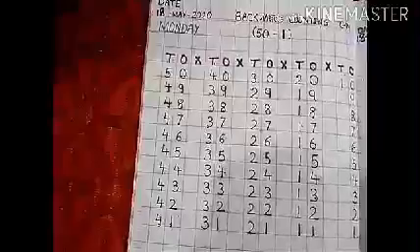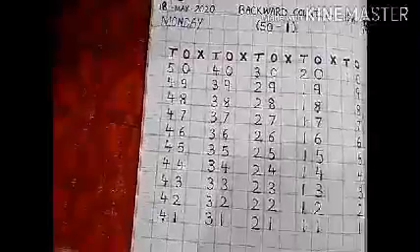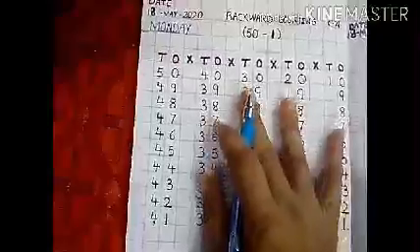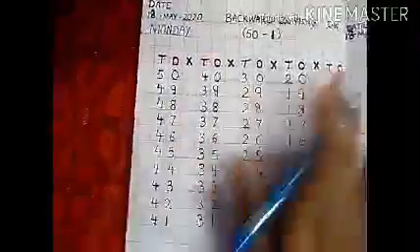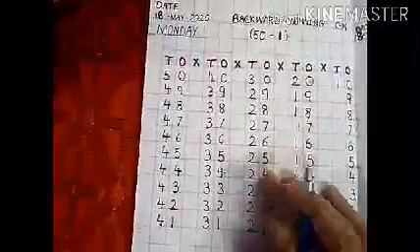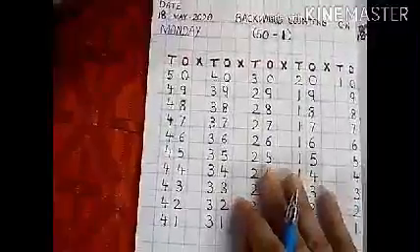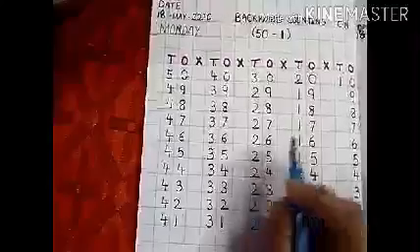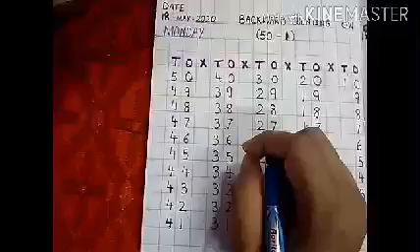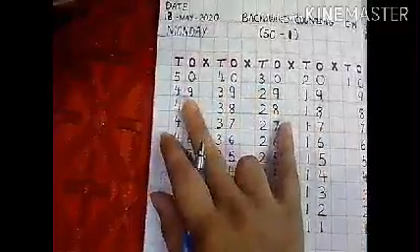Class, in the previous session we learned backward counting from 50 to 1. And I am sure that you have studied and practiced well. Now you are able to write backward counting from 50 to 1. So in today's session we are going to learn backward counting from 70 to 41. It's the main topic, but first we will revise 50 to 1.